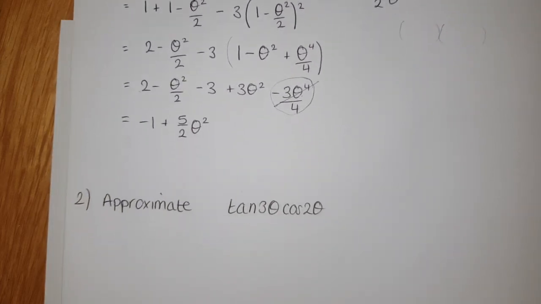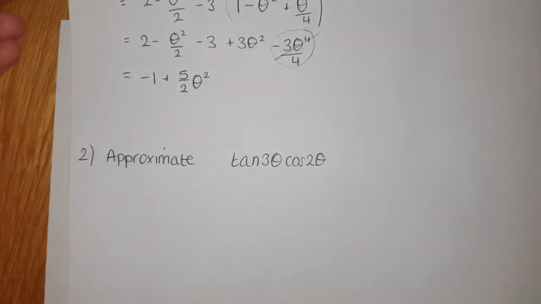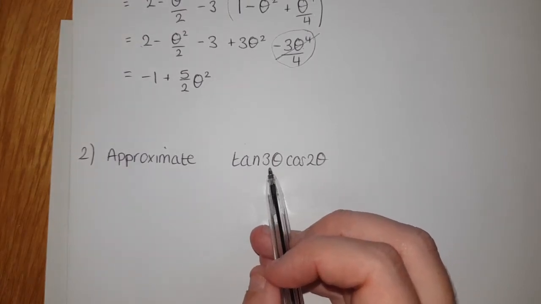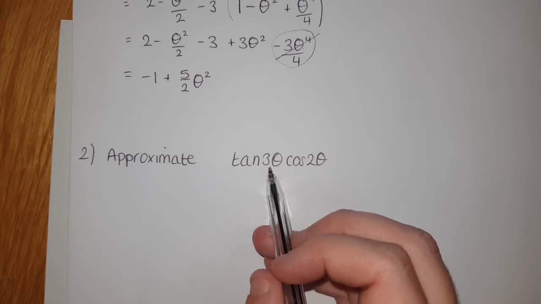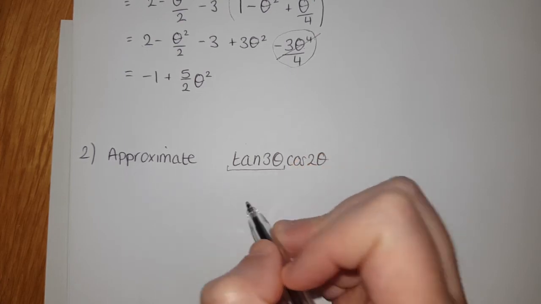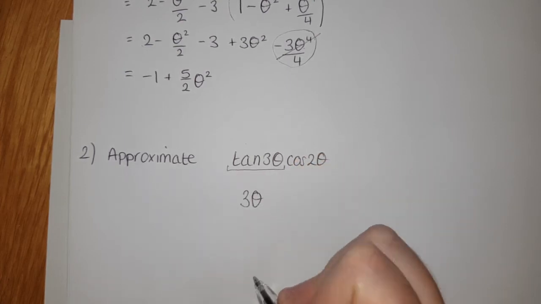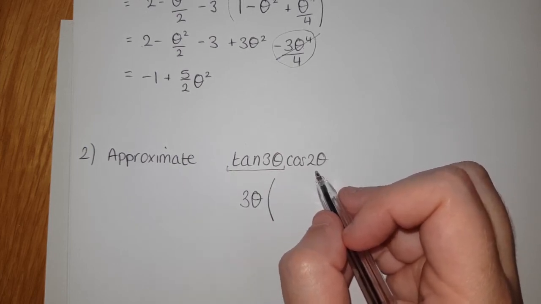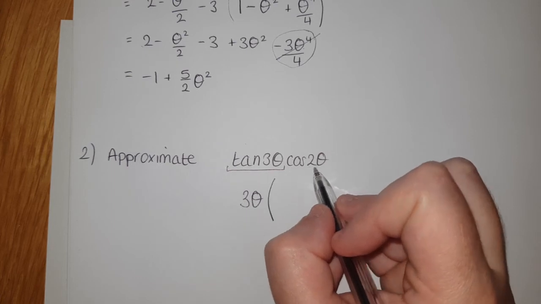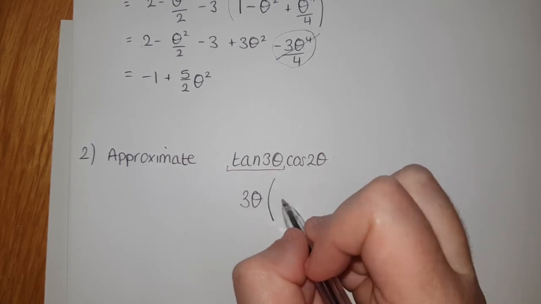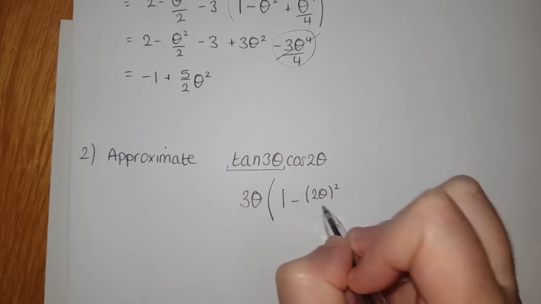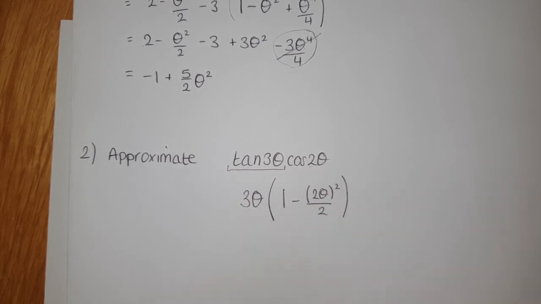Okay, if we look at the second one, all we're going to do is approximate tan 3 theta cos 2 theta. So we know that tan theta is roughly equal to theta, so tan 3 theta is just 3 theta, and cos theta is 1 minus theta squared over 2, so for 2 theta, you just replace the theta part with 2, so you get 1 minus 2 theta squared over 2.